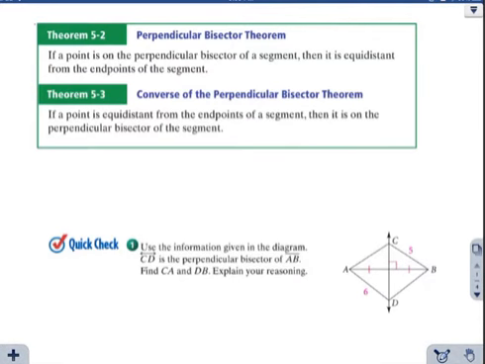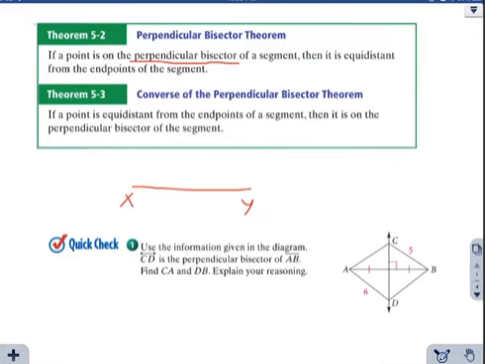So as you can see in the definition here, the theorem tells us if there is a point on the perpendicular bisector of a segment. Well, let's look at what that means first. So let's say that we have a line segment. I'll call that line segment XY. And I'll draw a perpendicular bisector of this line segment now.